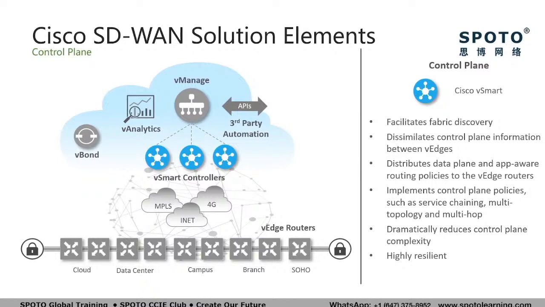Control policies acting on the control plane information are locally enforced on the vSmart Controllers. These control plane policies can implement service chaining, various types of topologies, and generally influence the flow of traffic across the fabric.